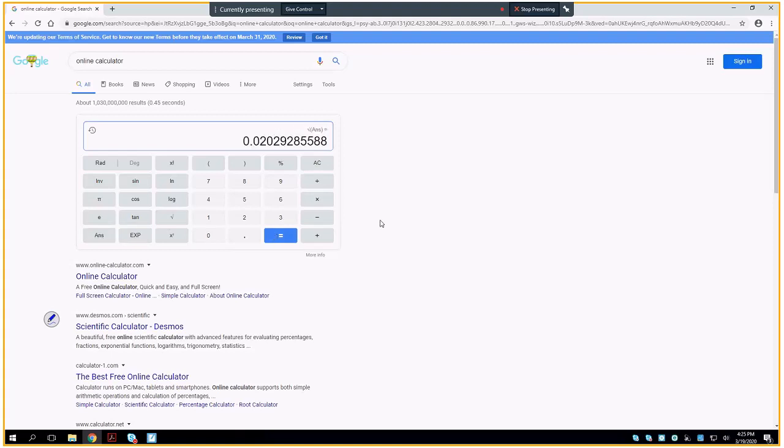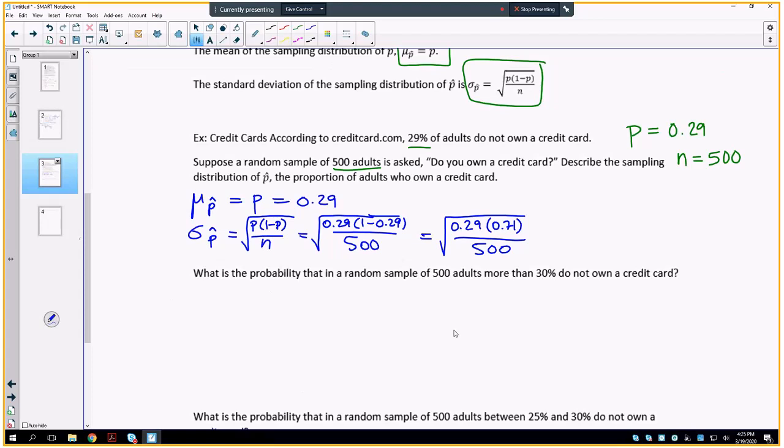0.02029, etc. We're going to do the same thing and chop it off at 4 decimal places, which means I go to my 5th decimal place. It's a 9, and 9 is greater than 5, so I round up, and it's 0.0203. So the standard deviation of the sampling distribution of the proportion is approximately 0.0203. That's what we want to use for the rest of our problem.